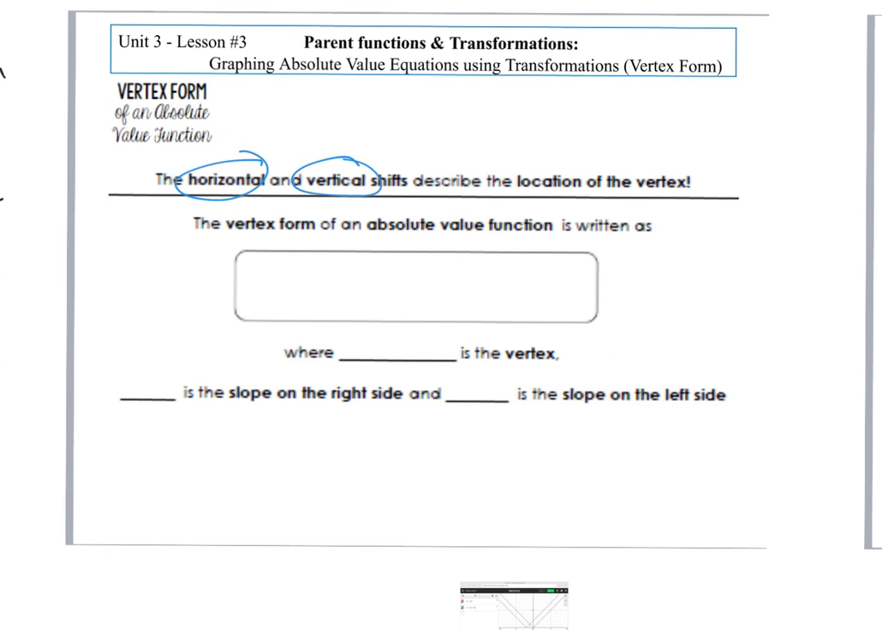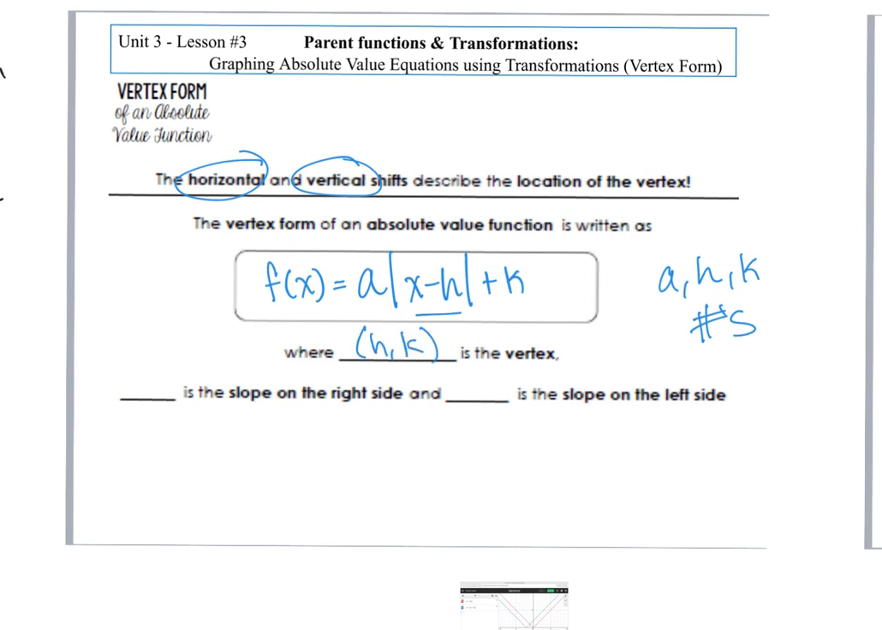So the vertex form, or formula, for an absolute value function is written here in blue. It's f of x is equal to a times the absolute value of x minus h, all that's inside the bars, and then plus k on the outside. So a, h, and k all represent numbers in the equation, where h comma k represent the vertex.